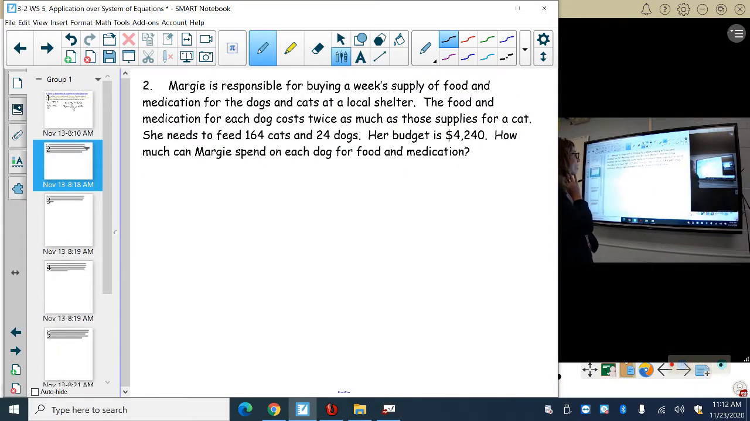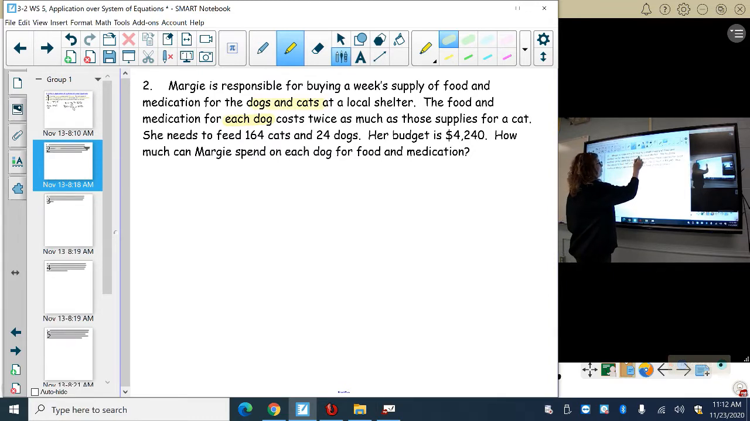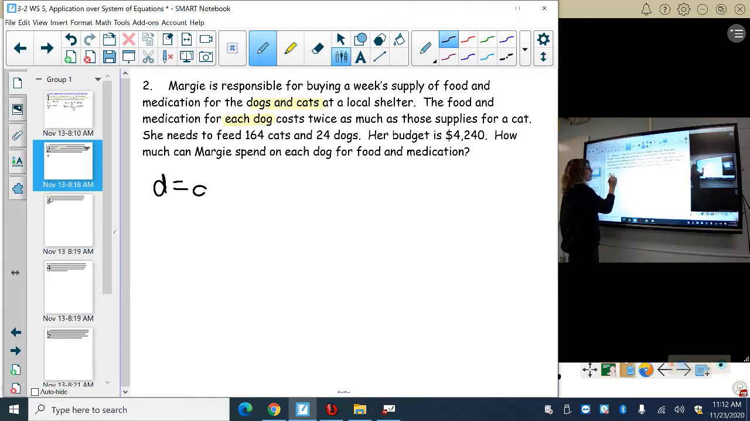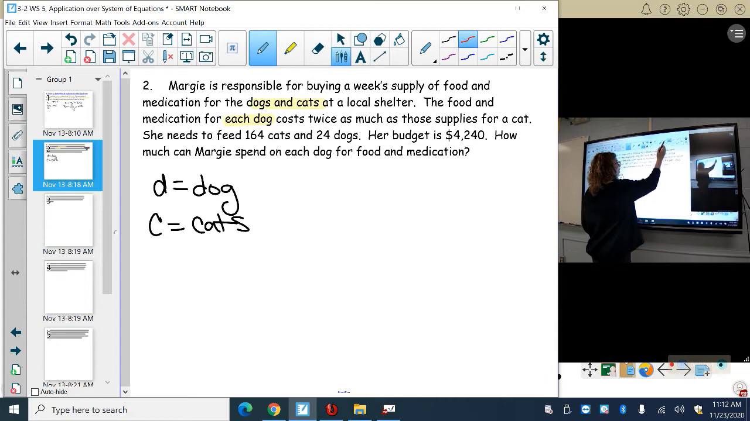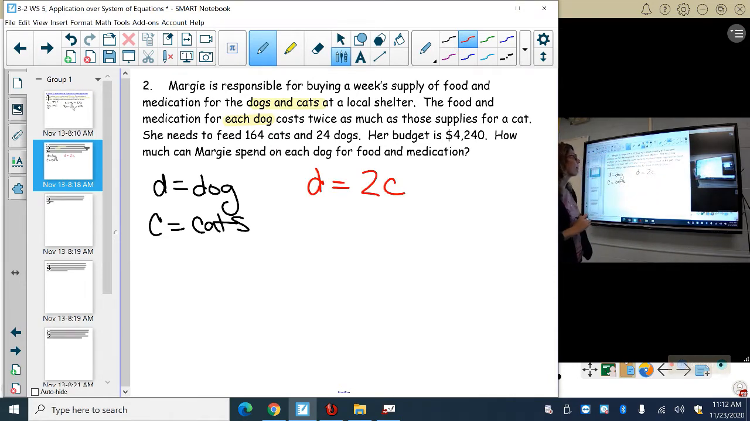Next, number 2. Margie is responsible for buying a week's supply of food and medication for the dogs and cats at a local shelter. The food and medication for each dog, I'm talking about dogs and I'm talking about cats, right? So D is going to be my dogs and C is going to be my cats. And this says each dog costs twice as much as the supplies for a cat. So one dog is equal to 2 cats for prices.